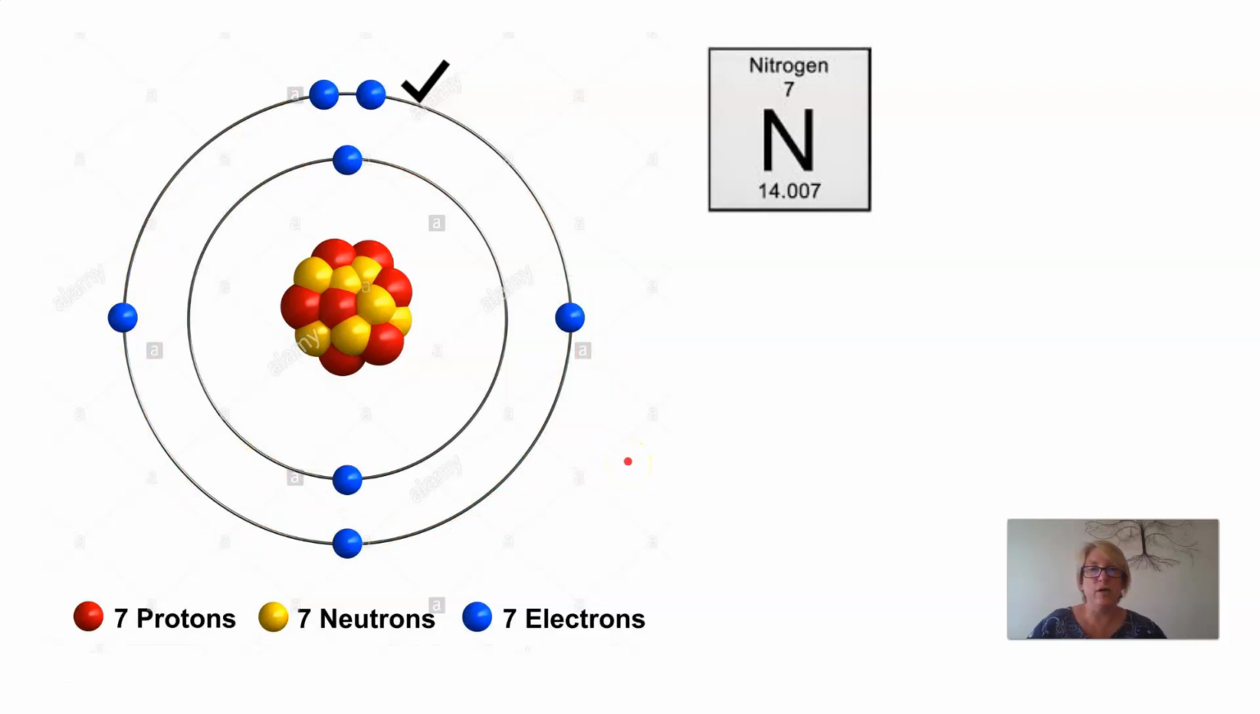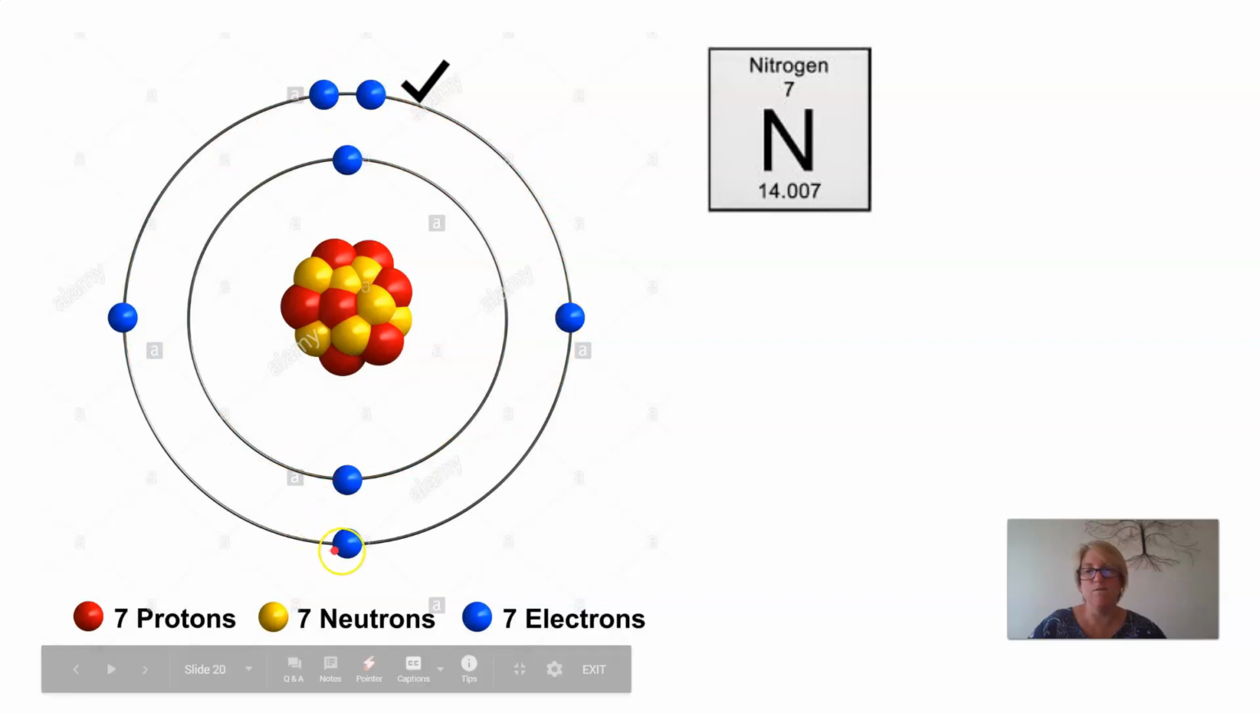So we're going to draw the nitrogen atom with 7 electrons. So remember, there are 2 shells because we find it in period 2. In shell 1, it can only take a maximum of 2 electrons. So there's an electron and there's an electron. But we know that it is in period 2, so we draw another shell. And we also know that it is in group 5. So in the outer shell, we need to have 1, 2, 3, 4, 5 electrons. So in total, this atom has got 7 electrons.